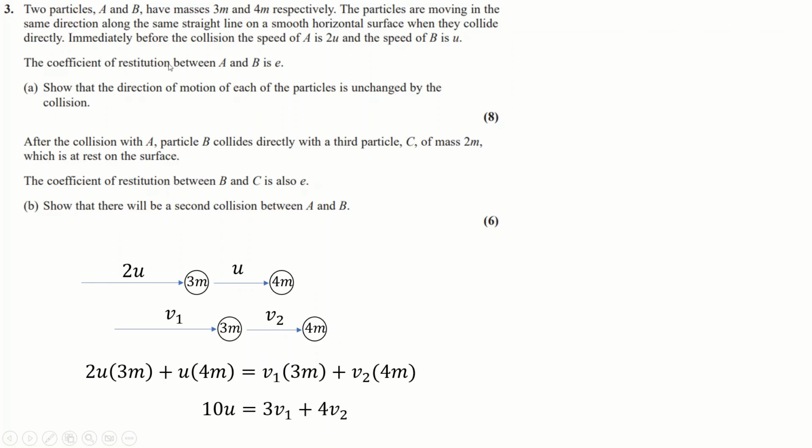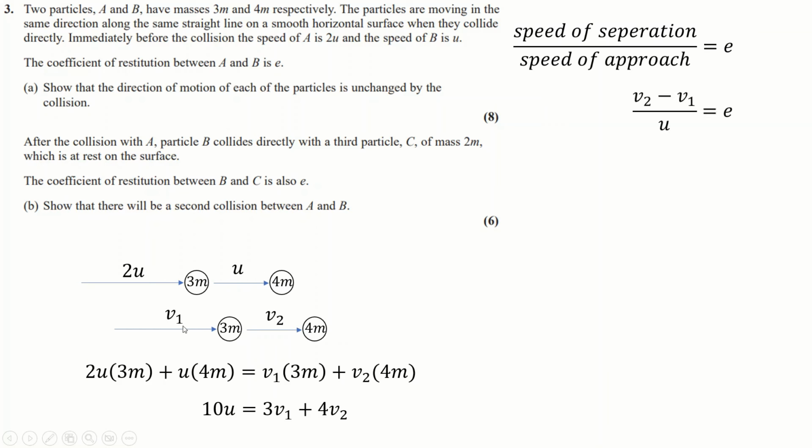And now the second one we can form uses this e thing. So we've got this formula for e. The speed that they separate at divided by the speed of approach is equal to this coefficient e. So let's put that in. So the speed they're approaching is clearly u, because 1 is 2u, 1 is u. And the speed of separation is just this one minus this one, so v2 minus v1. So we have this, we times across by u, and that's our second simultaneous equation. So I think we can solve these.